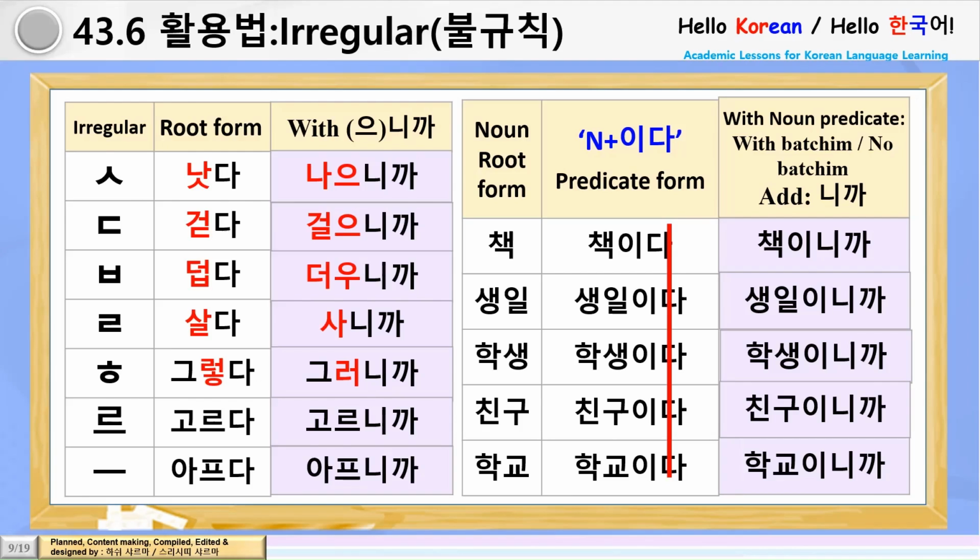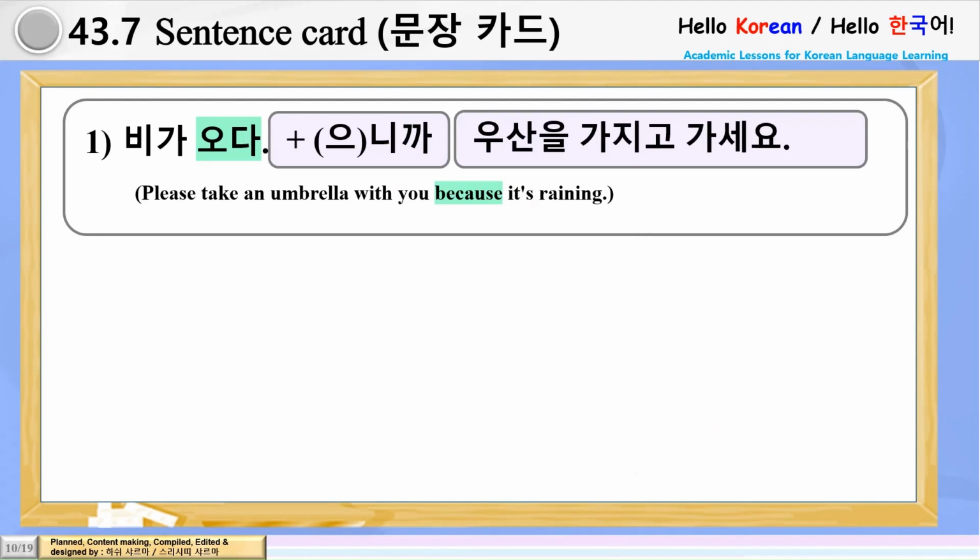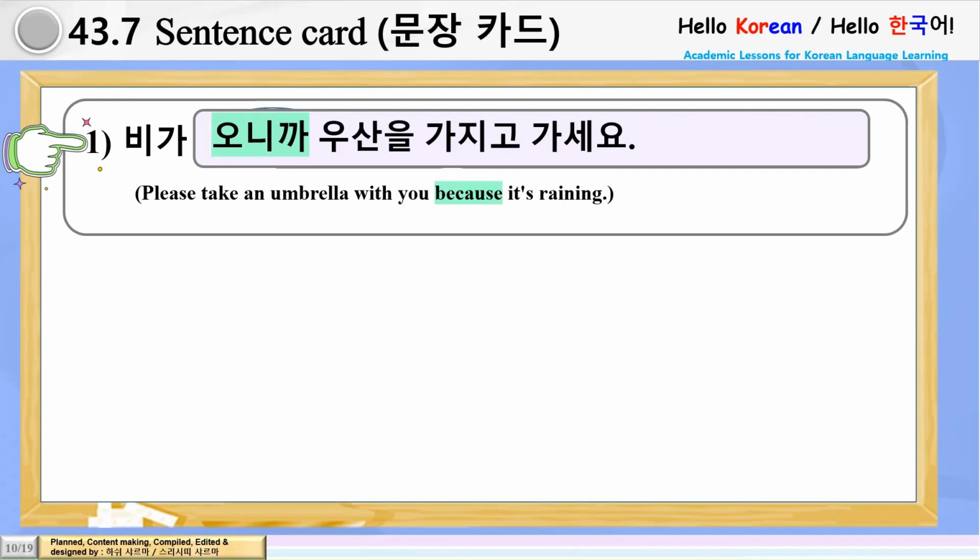Now let's move to the sentence card. We have to make this sentence by using the grammar unika with the second part of the sentence. See number one, piga oda plus unika, and the second part is usanal khaji ko khaseyo. How will you do the conjugation? Remove the da and add unika with the oda, it will be piga. Try, haseyo. Piga onika usanal khaji go khaseyo.